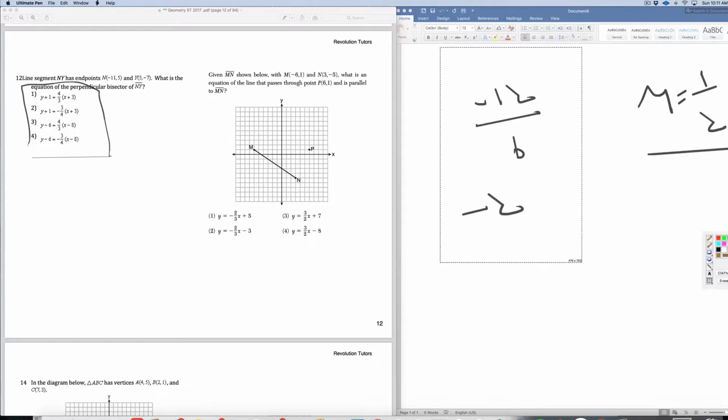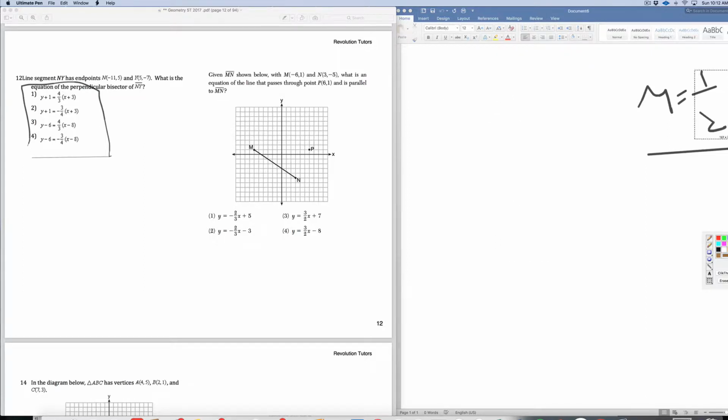I'll clear some space. So quick, the slope, isn't the slope just -7? -7 minus 5 got me minus 12. And then 5 minus 11, 16. Oh, okay, good. So I made a mistake. 16. So what did you get? -3/4. So our slope is going to be 4 over 3. Oh, fine. So that's very helpful. Okay, so now let's look at them.